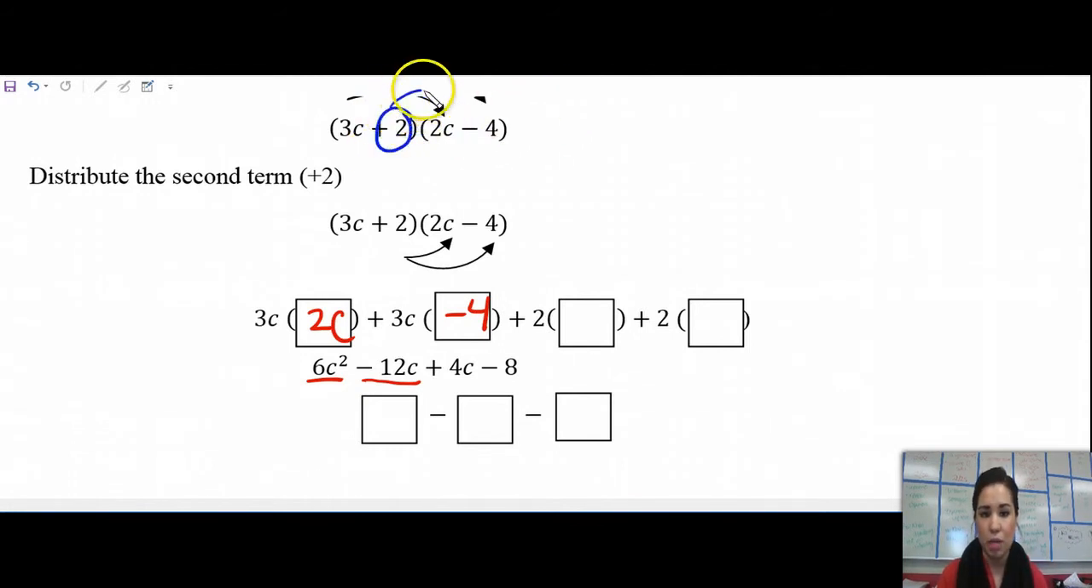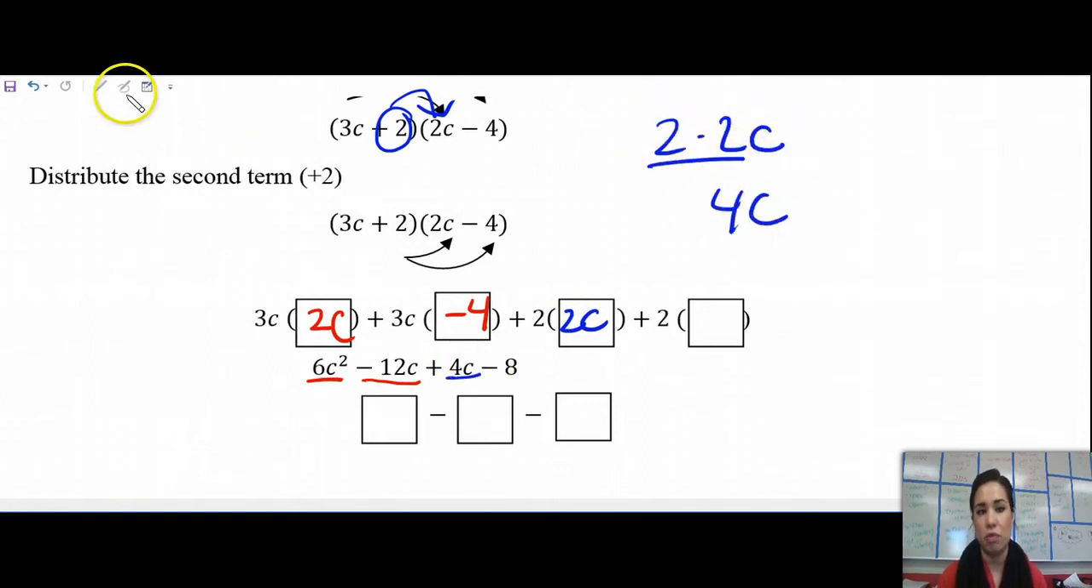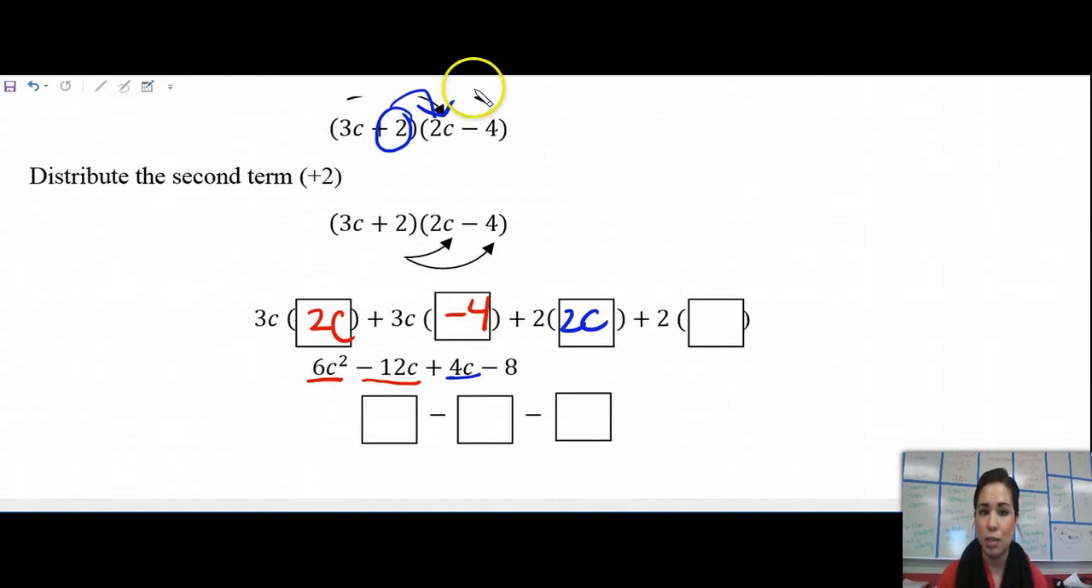So now positive 2 times positive 2c. That's going to give me 4c, because 2 times 2 is 4, and so we're left with just the c. Now we did it times the first one, we still need to do it times the second term. So positive 2 times a negative 4, that's just negative 8.